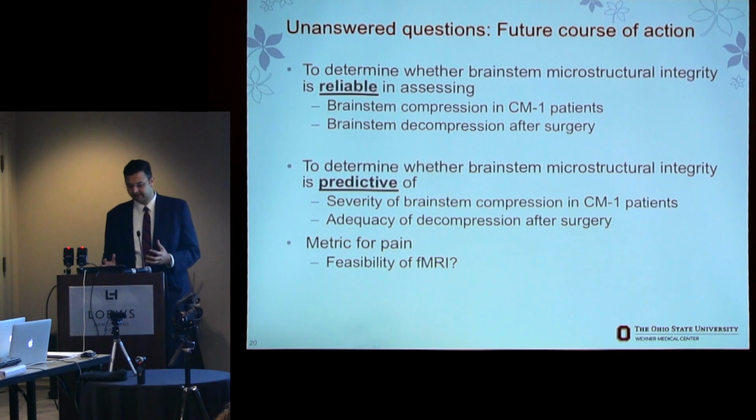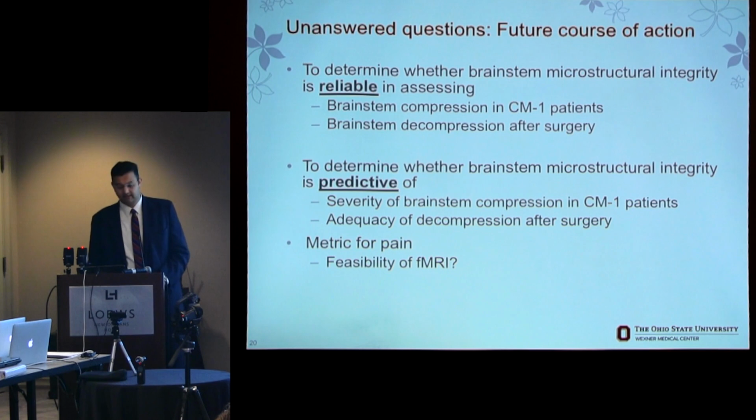So where this left us, and last time it may have come across as sort of not that enthusiastic a conclusion of the talk, is there are some unanswered questions here. And the first unanswered question for a clinician is, is it a reliable metric where we could use this metric of microstructural integrity to understand if there is brainstem compression in Chiari 1 patients and whether decompressive surgery relieves that. So the reliability of this is unknown.